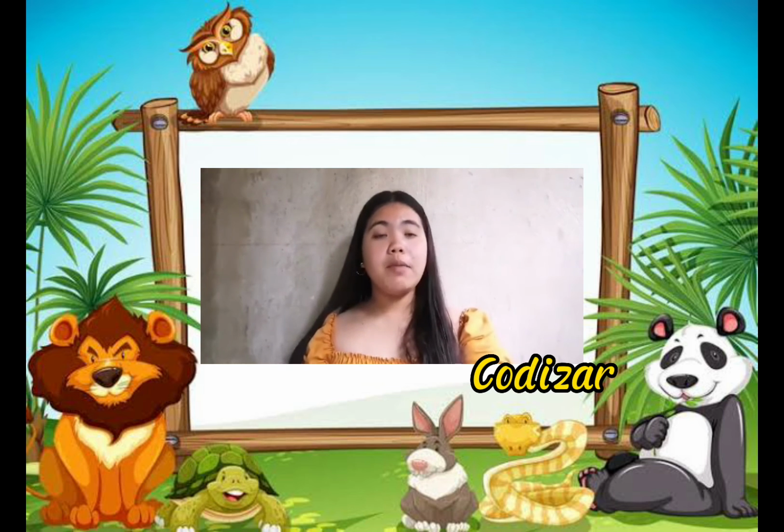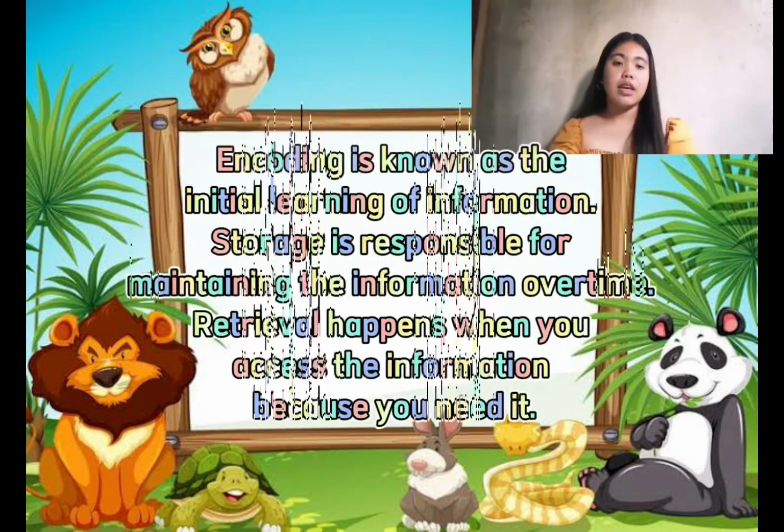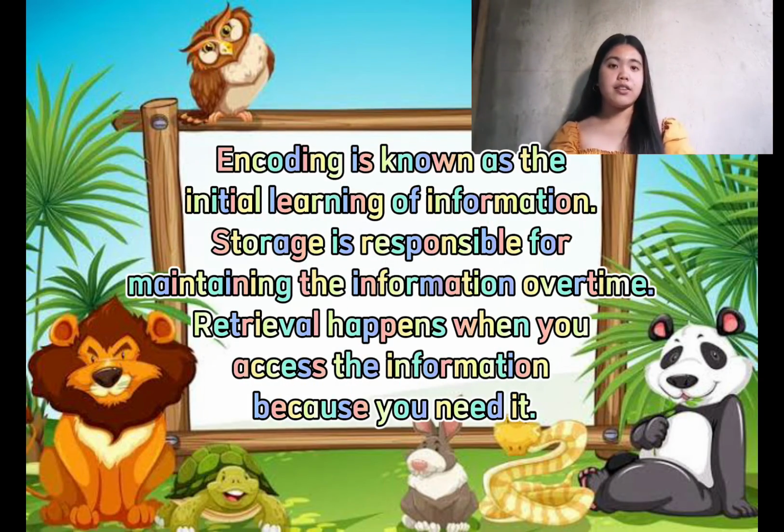Now, where did memory process happen in that game? So, before that, let me define the stages in memory process. Encoding is known as an initial learning of information. Storage is responsible for maintaining the information over time. Retrieval happens when you access the information because you need it.